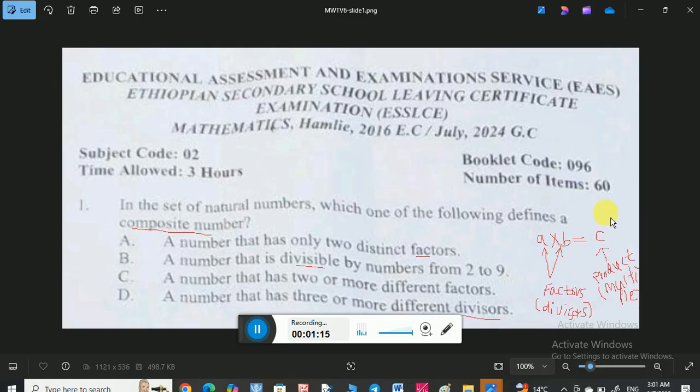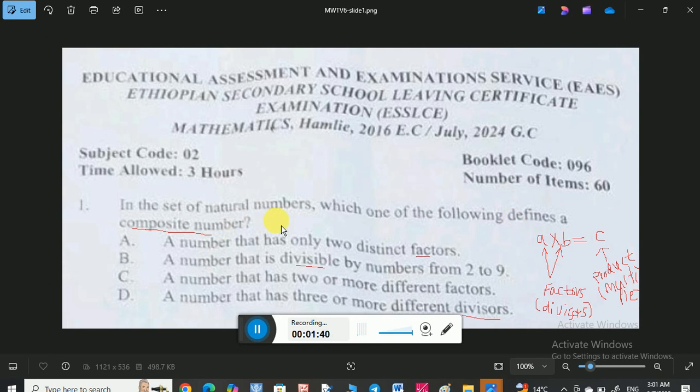Let us start with the first of these problems. Problem number 1 from booklet code 096 of the 2024 Ethiopian Secondary School Leaving Certificate Examination reads like this. Problem number 1 says, in the set of natural numbers, which one of the following defines a composite number?